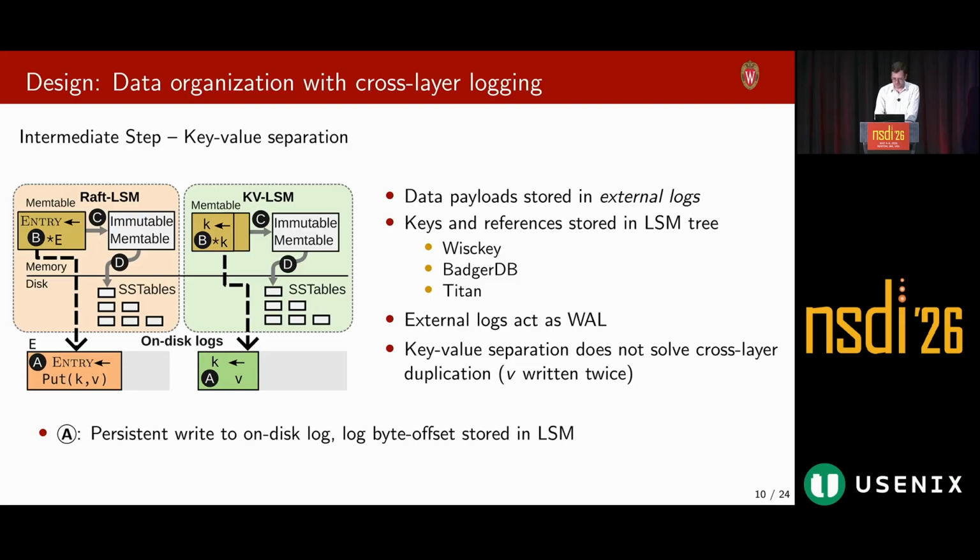And in the LSM tree, instead of the value, we'll store a reference to that value in the log. That reference is just the byte offset in the log. There are a number of benefits to doing this. One thing you might notice is we've actually eliminated our write-ahead logs, because those on-disk logs can function as write-ahead logs. But it doesn't actually solve the cross-layer duplication problem. We've still written V twice.